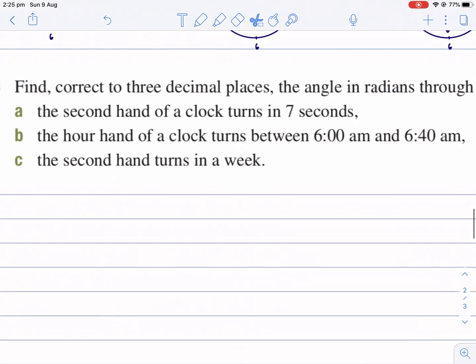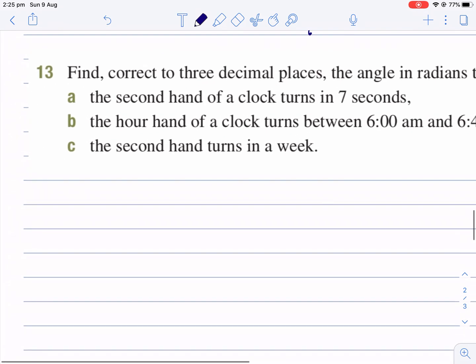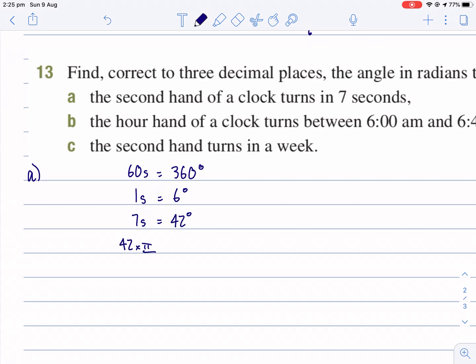The second hand of a clock turns in 7 seconds. So for A, in 60 seconds, we're turning 360 degrees, yeah? So in 1 second, we're turning 360 divided by 60, 6 degrees. So in 7 seconds, we're turning 42 degrees. 42 times pi on 180 gives us 7 pi on 30 radians.